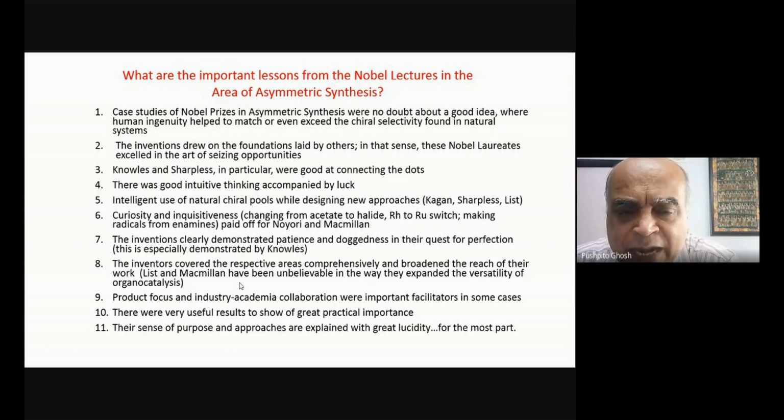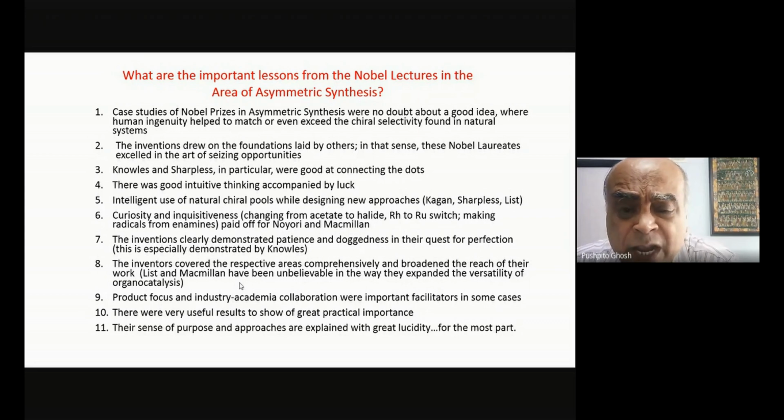A few things were very apparent to me. Okay, one was that they spotted a good idea long before anybody else did. That was very important. They drew on already existing prior art, and then they adapted it for their own purpose, which was very important. They were quite curious and tested out minor changes like changing over from an acetate to a halide or switching over from a rhodium to ruthenium just out of curiosity. Okay, or making a radical of enamine, and at that time they didn't really know what was going to happen. Okay, but something very interesting happened.